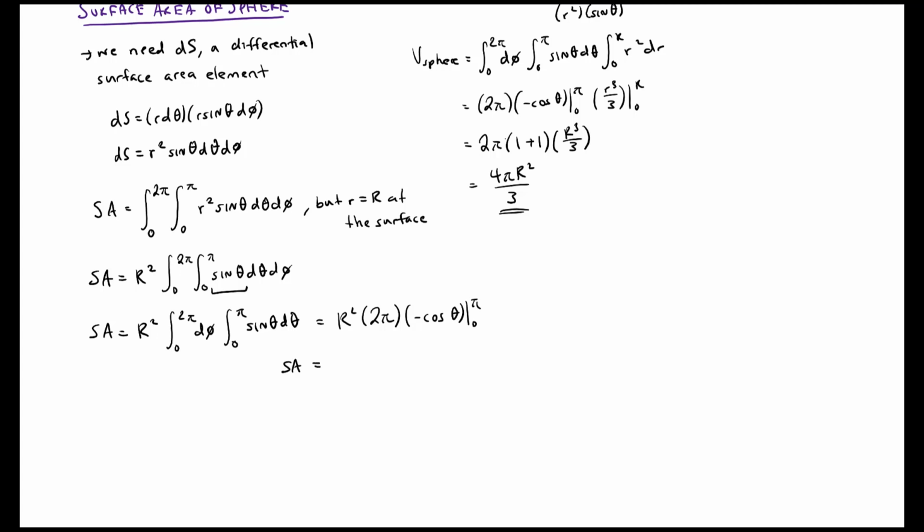So SA is going to be 2 pi capital R squared. We solved for this before. This was simply 2. So we have 2, and therefore SA is equal to 4 pi R squared, which is the surface area of a sphere. So that pretty much wraps up spherical coordinates.